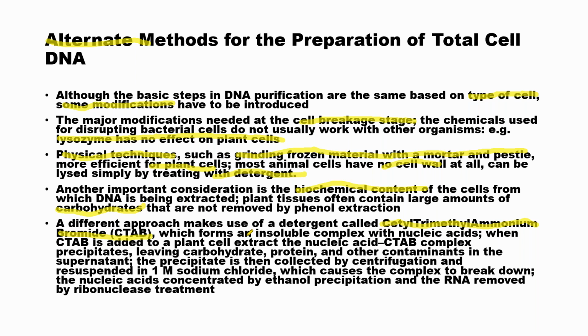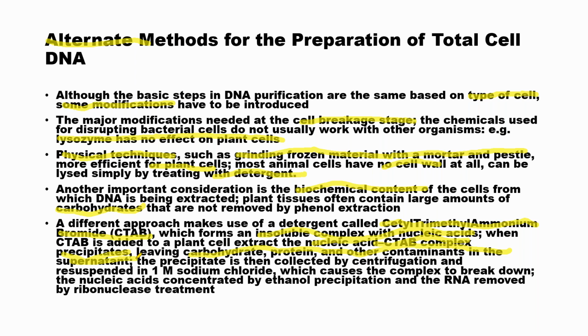What is the function of CTAB? It forms an insoluble complex with nucleic acid. If CTAB is treated with nucleic acid, that is DNA, it can form an insoluble complex. That is, when CTAB is added to a plant cell extract, the insoluble nucleic acid-CTAB complex is formed and it will be precipitated, leaving carbohydrate, protein and other contaminants in the supernatant. Very good. So this is the function of CTAB.